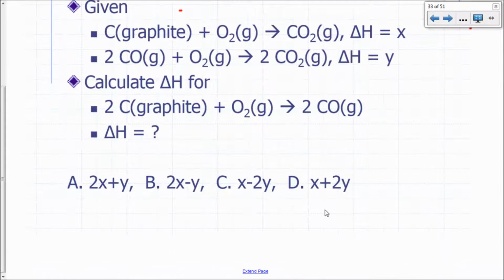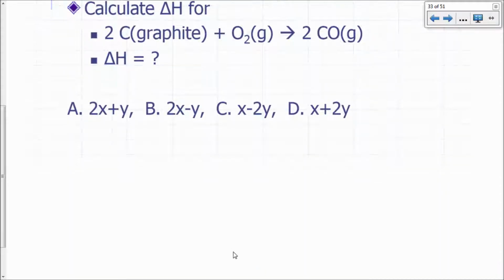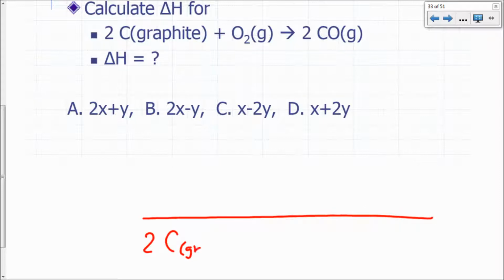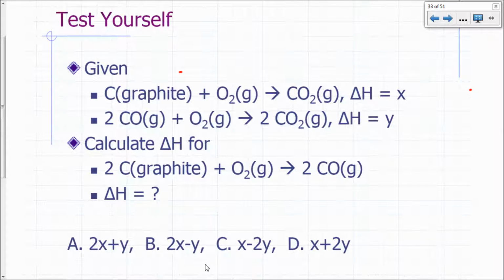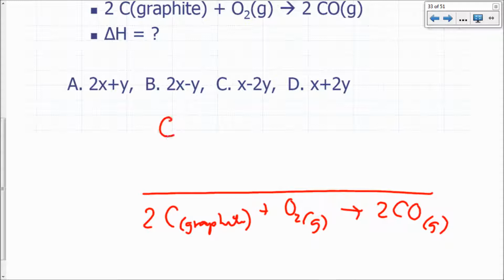Imagine, my goal is to get a reaction where I start off with 2 moles of graphite and 1 mole of O2, and end up with 2 moles of carbon monoxide. Well, which of these two reactions up here has graphite on the left-hand side? A mole of graphite on the left-hand side. This one, right? So maybe what I can do is I'll imagine burning graphite so it becomes carbon dioxide. So I'm going to say my first reaction would be graphite plus O2 gas gives me carbon dioxide gas.